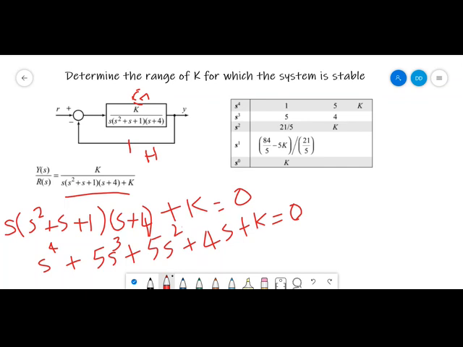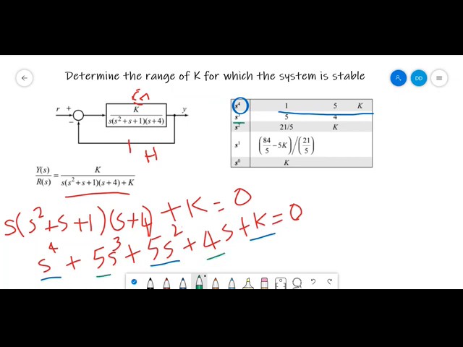We will construct the Routh array. From this equation, the highest power of s is 4, so we have s to the power 4. The coefficients are 1, 5 and K, so the first row elements are 1, 5, K. Next power is s cube, so the coefficients are 5 and 4.